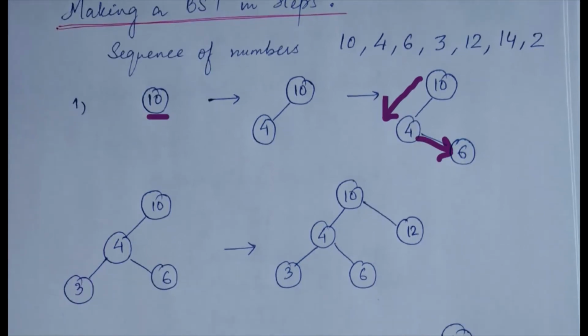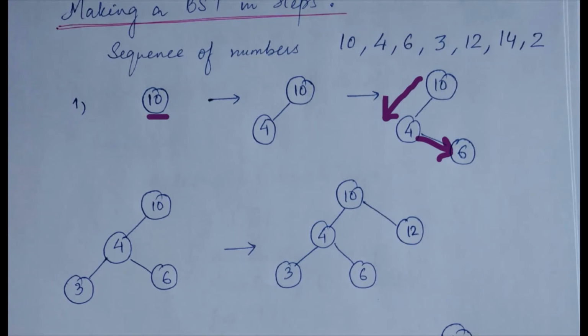Then 3 comes, so we compare 3 with 10. 3 is less than 10, so we are sent to the left subtree. When you come to the left subtree, apply the same logic. Compare 3 with 4. It is less than 4, so it goes to the left child if it is empty. If not empty, we will send it to the left subtree and then see where we can put that 3 in.